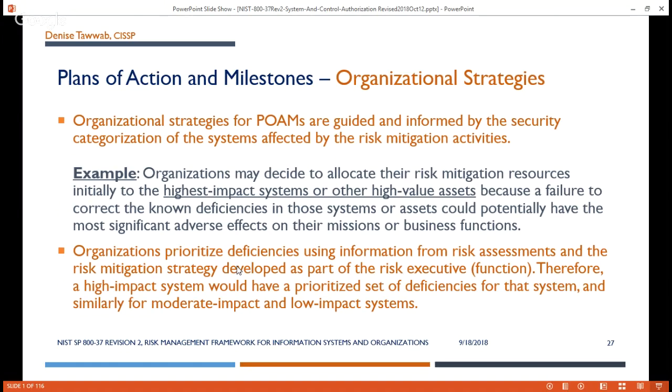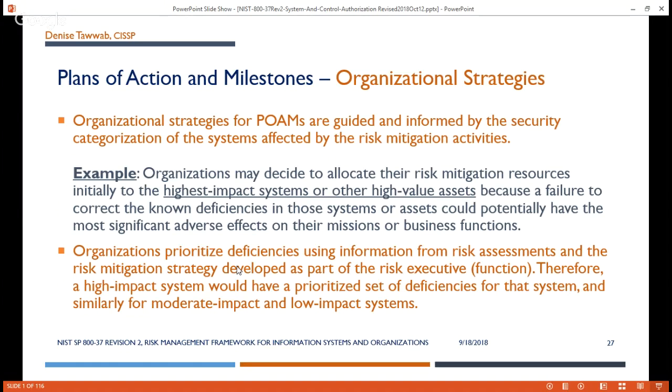Organizational strategies for POAMs are going to be guided and informed by the categorization of the systems that are affected by your risk mitigation activities. Let me give you an example. Your organization may decide to allocate your risk mitigation resources, your money, initially to the highest impact systems or high value assets, because a failure to correct the known deficiencies in those systems or assets could potentially have the most significant adverse effects on the mission or business functions. So you're going to protect the high impact systems and the high value assets first.